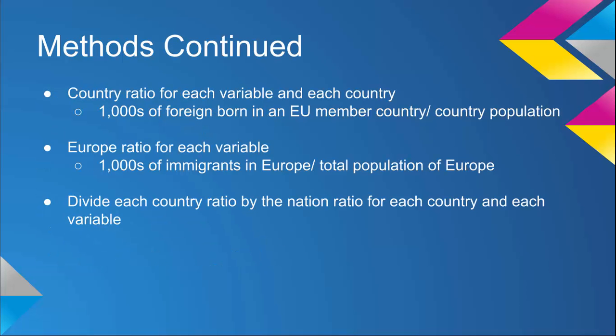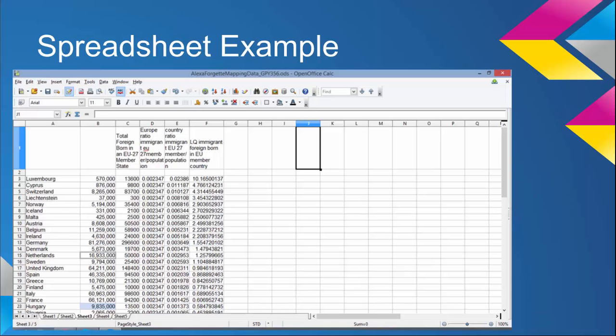The country ratio for each variable and each country was what I found first: thousands of foreign-born in an EU member country divided by the country population. Then I did the Europe ratio for each variable, the thousands of immigrants in Europe divided by the total population of Europe. And then I divided each country ratio by the national ratio for each country and each variable.